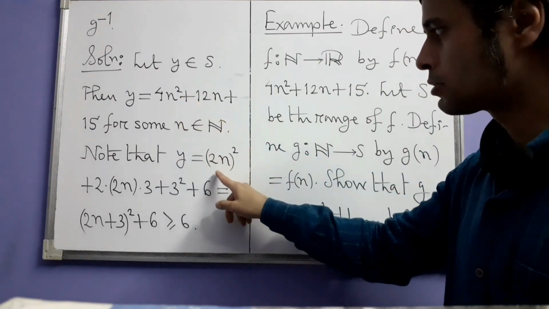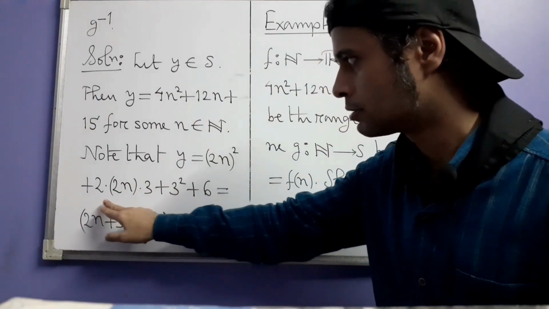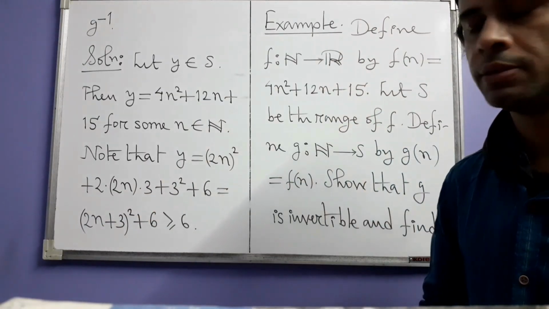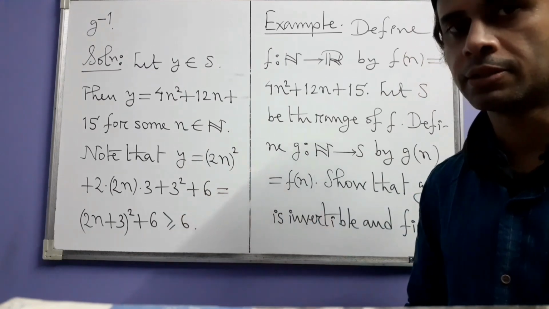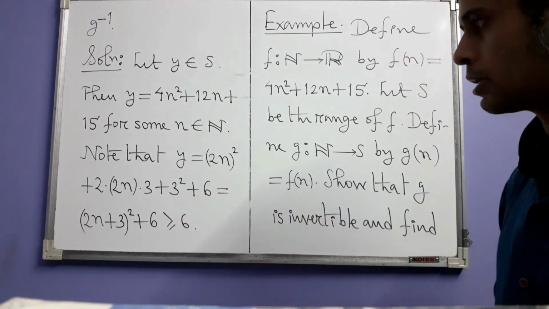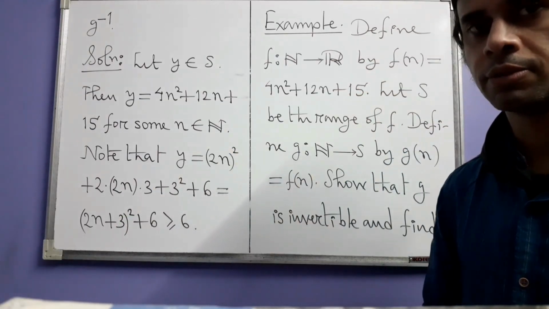In place of 4n square, you can write (2n) whole square, and in place of 12n you can write 2 times 2n times 3, and in place of 15 you can write 3 square plus 6. So we are completing the square. This portion becomes (2n plus 3) whole square.